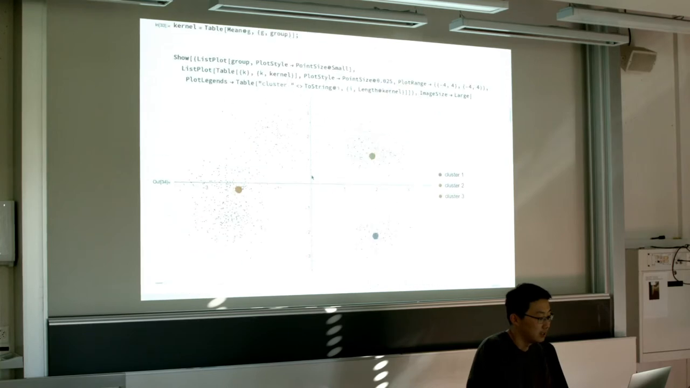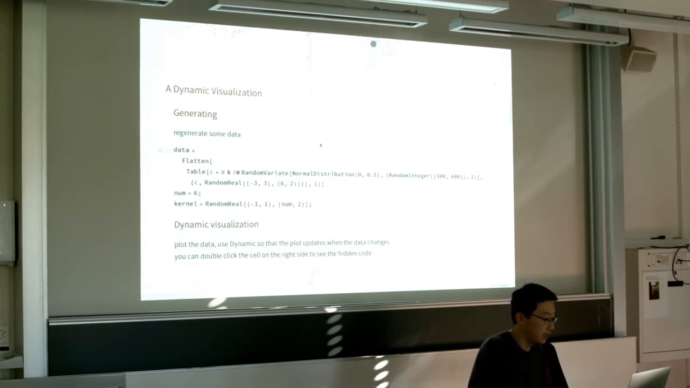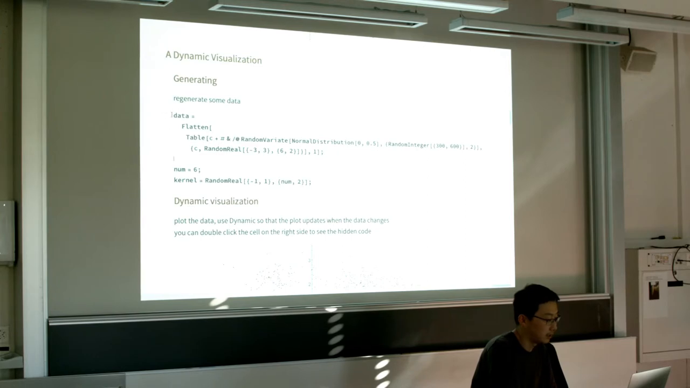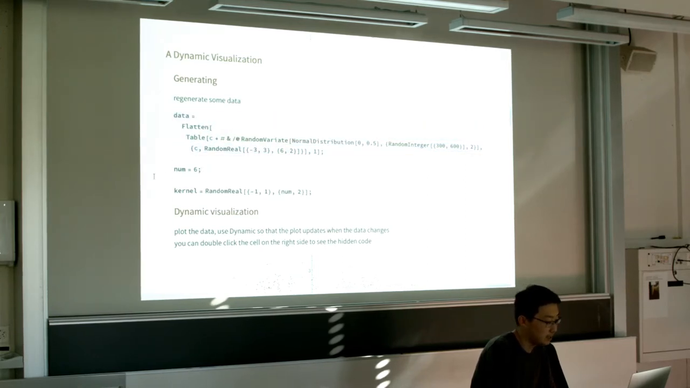And that is one step of k-means clustering. Basically, we can automate this process with a loop, iteration after iteration. So here I write all the code together. Again, I generate some random fake data and say how many center points I want. Now I say I want 6, and here I randomly generate the center points.